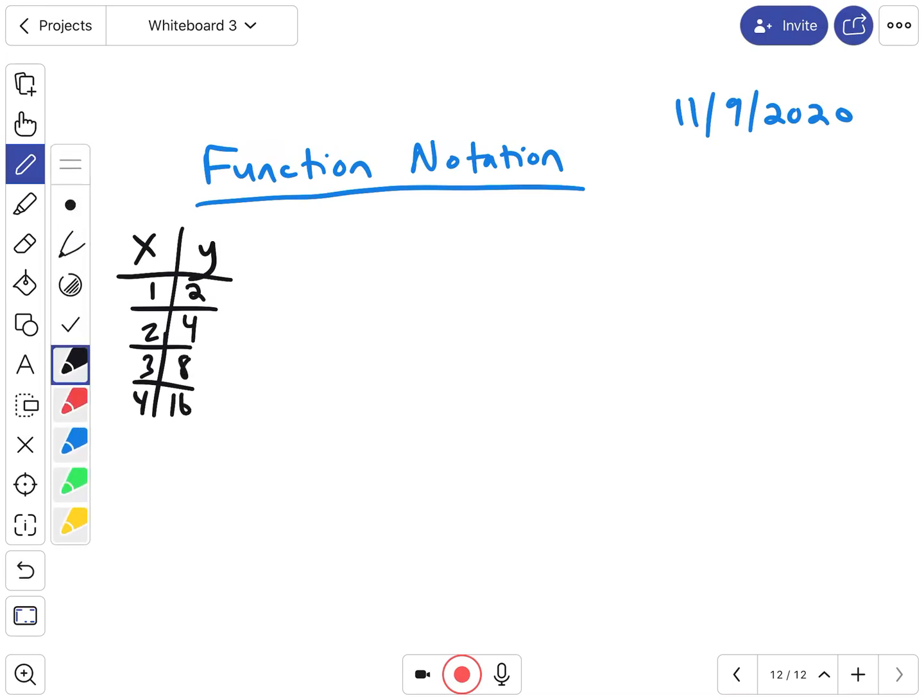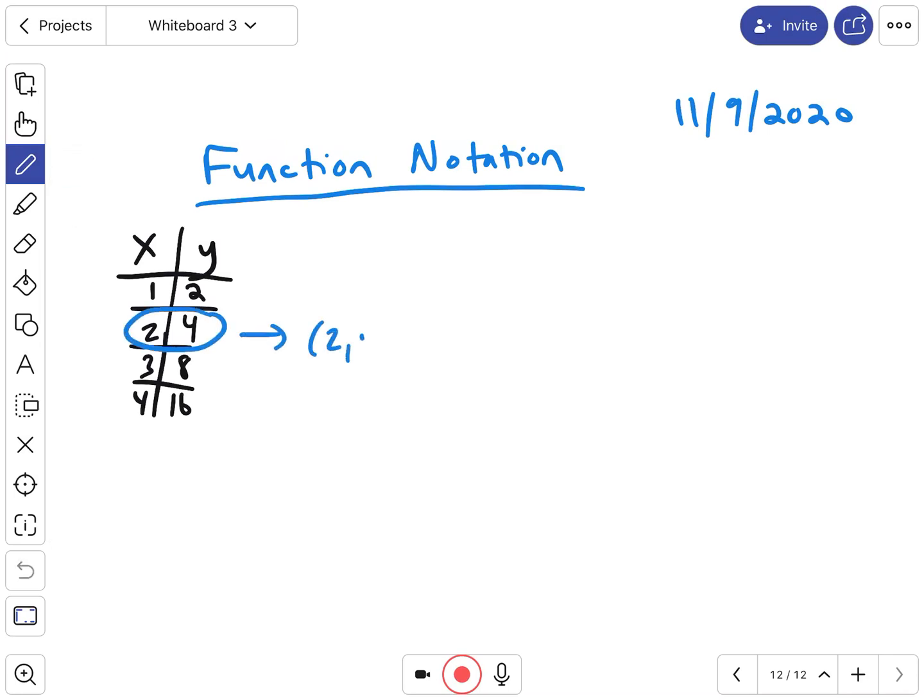The first thing you need to know is that each of these represents a point, right? Like 2, 4, that's your x and that's your y. However, in function notation, what's different is that instead of y, we call it f of x. So we could say this is x comma f of x, where x is 2 and f of x equals 4.